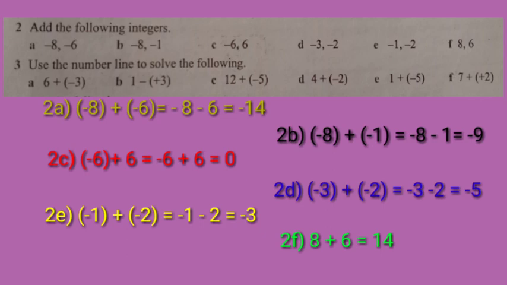Add the following integers. Part C: minus 6, 6. Add minus 6 and 6. Minus 6 plus 6 equals 0.